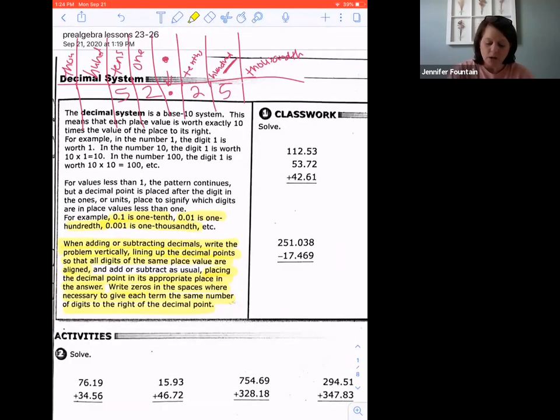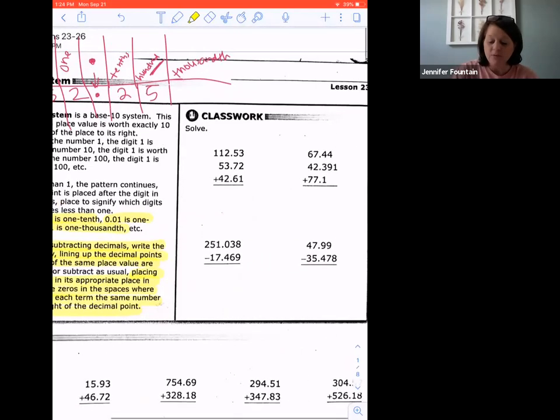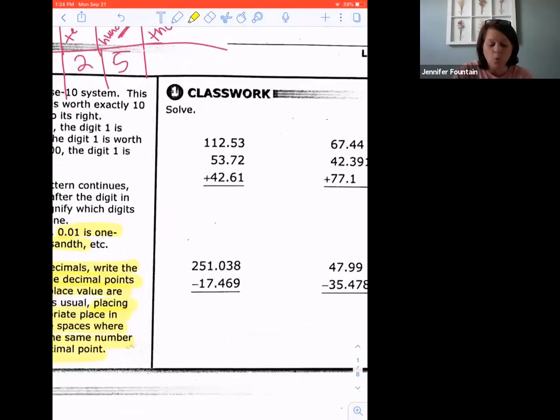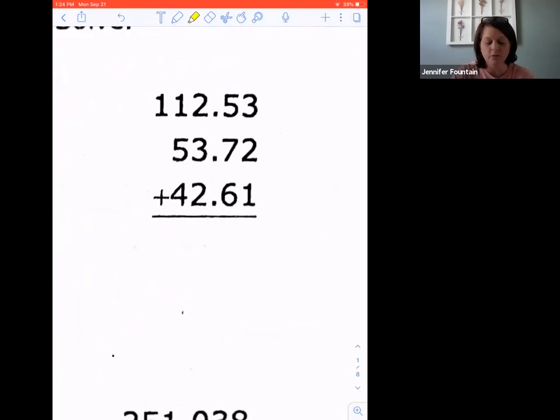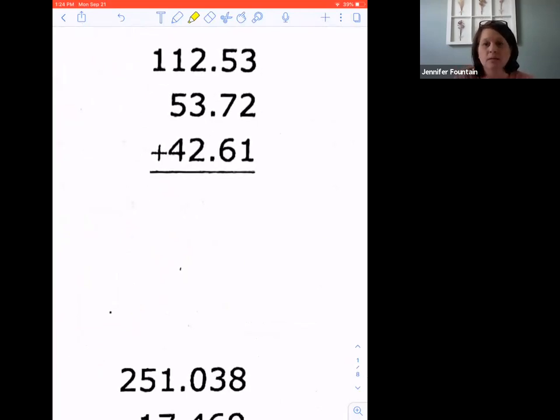All righty. So as you can see on classwork, they've gone ahead and lined these up for us according to our place value and according to where the decimals are located. And all we do is add or subtract just like we normally would. We always do this by starting on the right-hand side and working to the left-hand side. So I'm going to start first by saying 3 plus 2 is 5, and 5 plus 1 is 6.